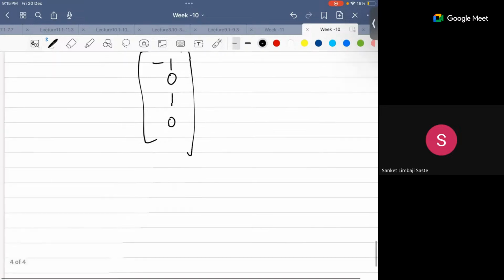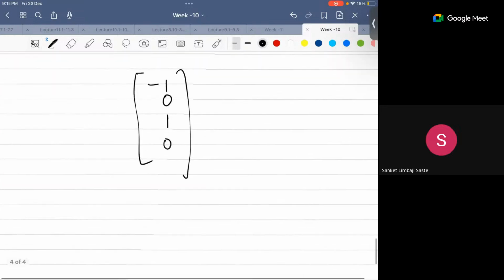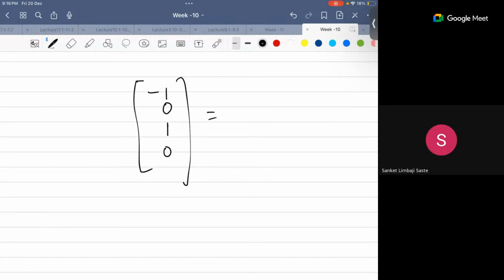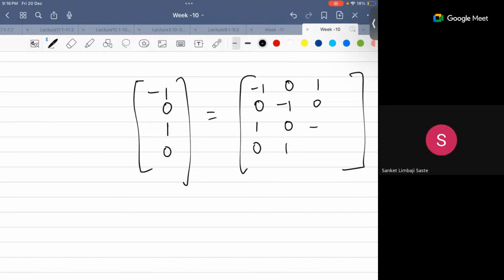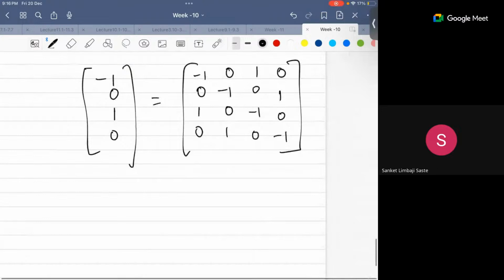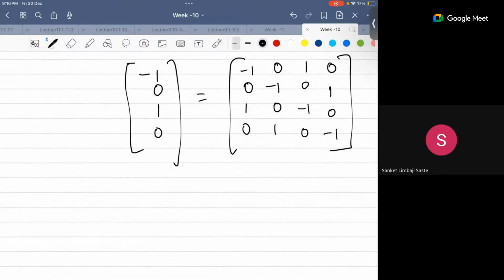So if you write it, the circulant matrix will be: -1 0 1 0, 0 -1 0 1, 1 0 -1 0, 0 1 0 -1. Correct? So lambda 0 is 0, correct? And v0 is 1 1 1 1.